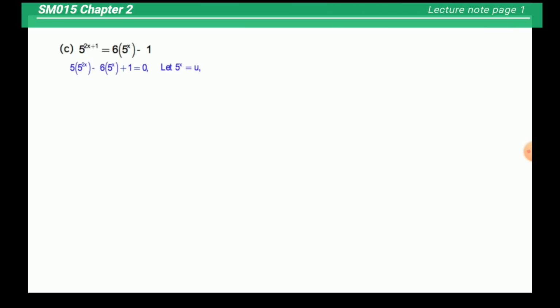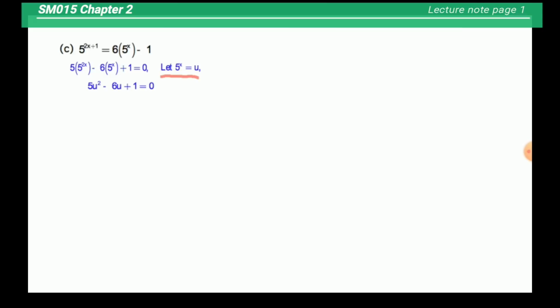5 times 5 to the power of 2x minus 6 times 5 to the power of x plus 1 equals 0. In this case, we can see that 5 to the power of x is the similar term that we can see here. So we can let 5 to the power of x become u, a new variable, to make it simpler.